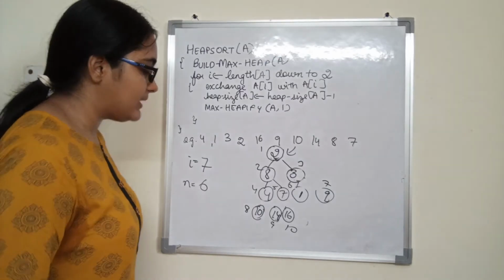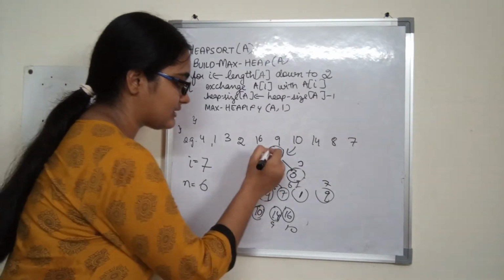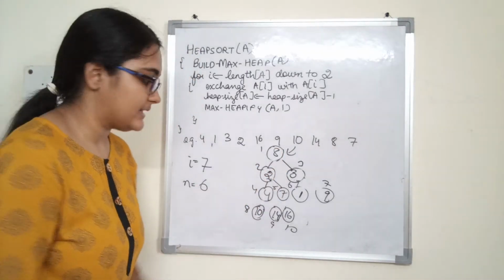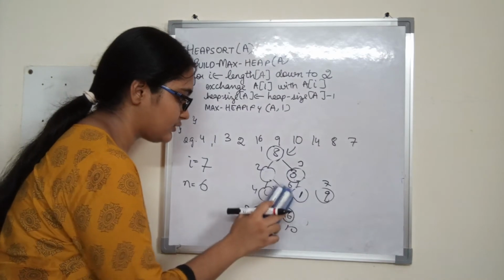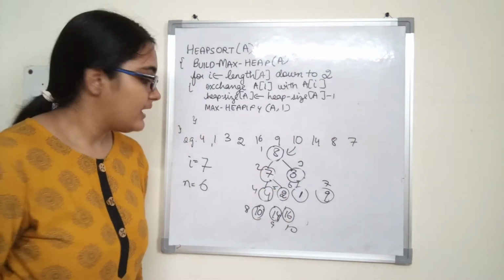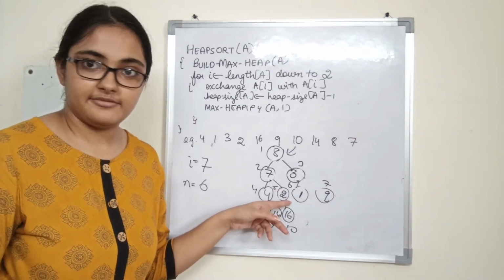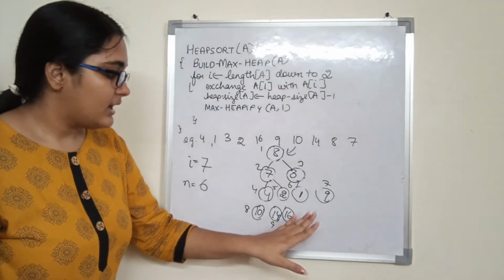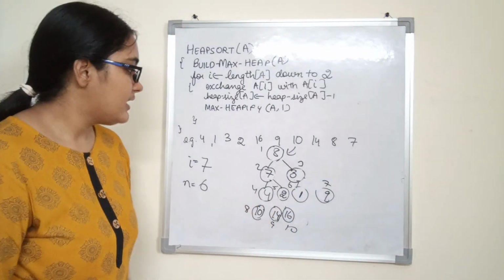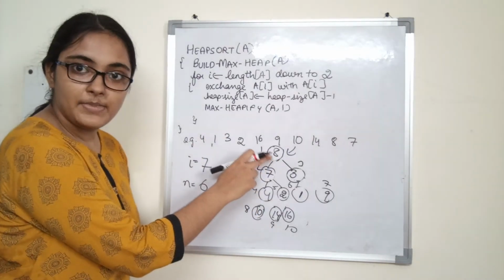Now again what will happen? Out of 2, 8 and 3, which one is the greatest? 8 is the greatest, so 8 and 2 will be exchanged. Out of 2, 4 and 7, which one is the greatest? 7 is the greatest, so 2 and 7 will be exchanged. When we call it on 2, nothing will happen. Why? Because it is now a leaf, because these are not a part of the heap. So now it is again a heap, and the maximum element is again present here.